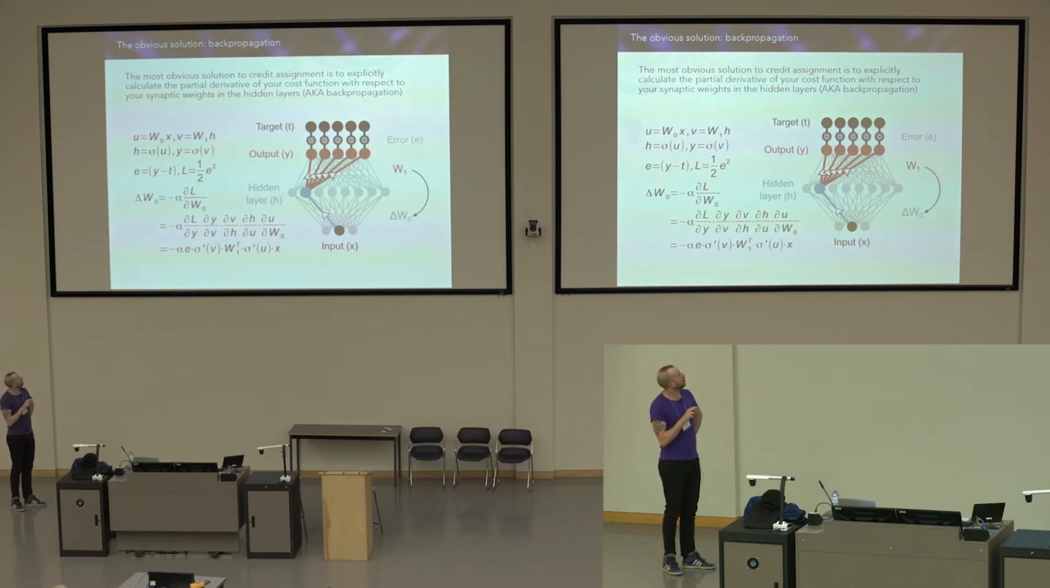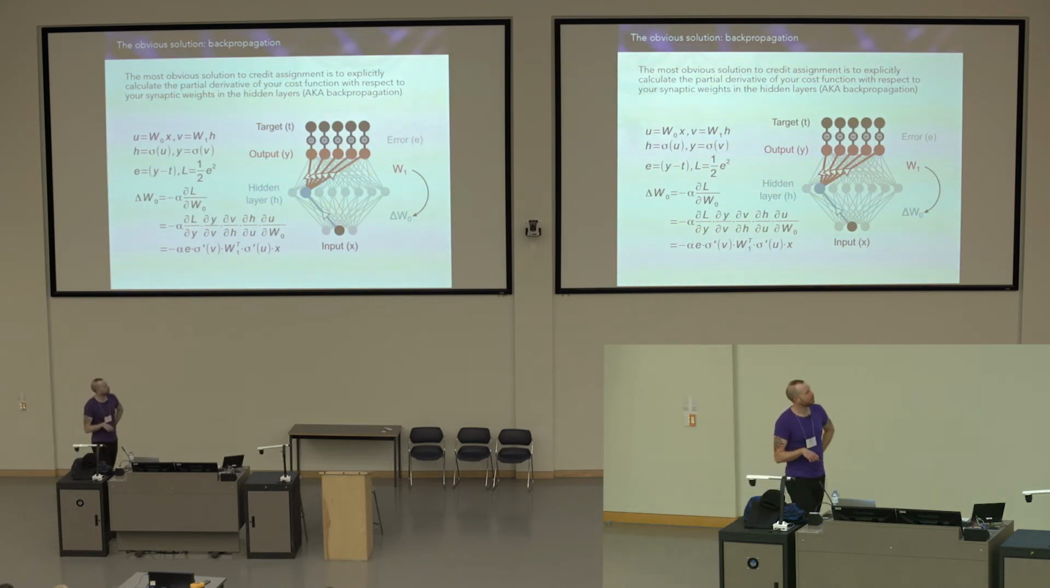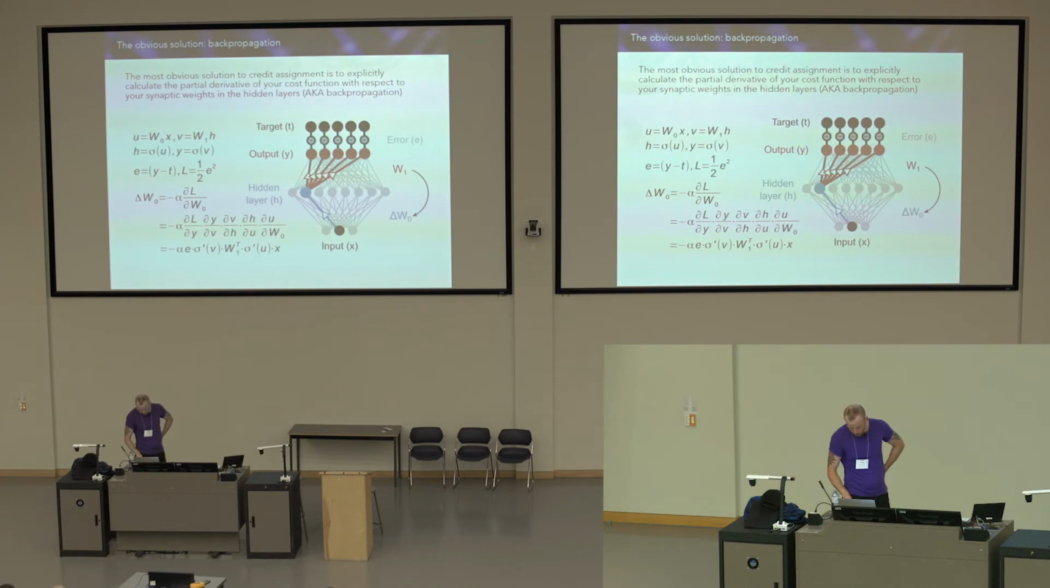And now my update for my synaptic weights is just going to be gradient descent. So I take the partial derivative of my loss function with respect to these weights, W0. That's going to be the update for the weights. And then I use the chain rule to work out all of the terms for that. Great, done. And as you know, this works surprisingly well.